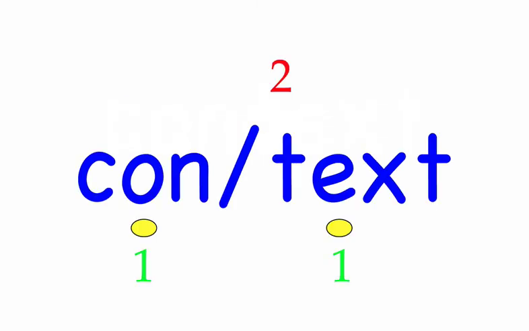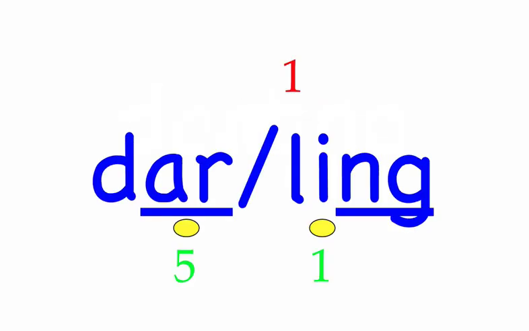Context. Darling. That is a darling little child. Darling. Dar has two sounds: d, r. Ling, three sounds: ul, i, ng. Darling. Mark the word.